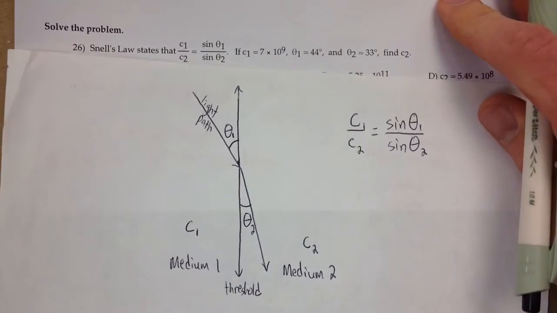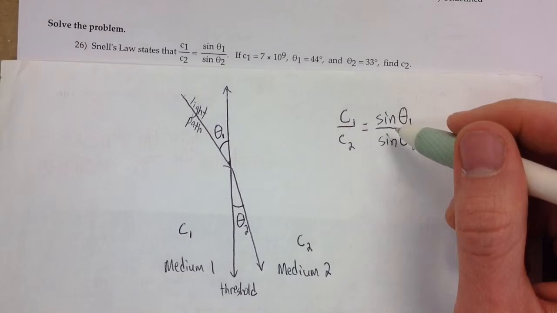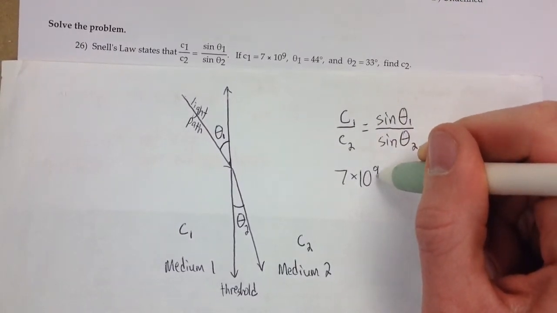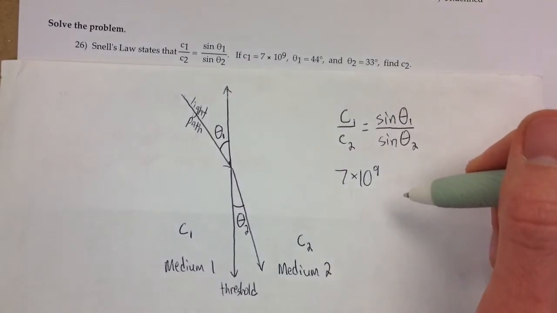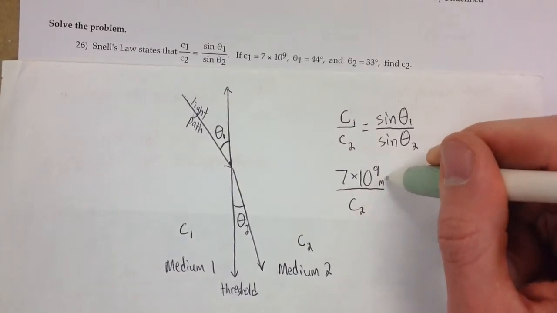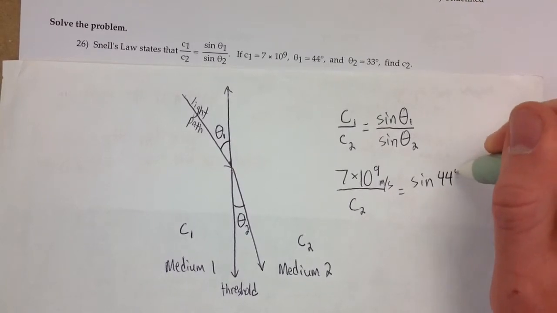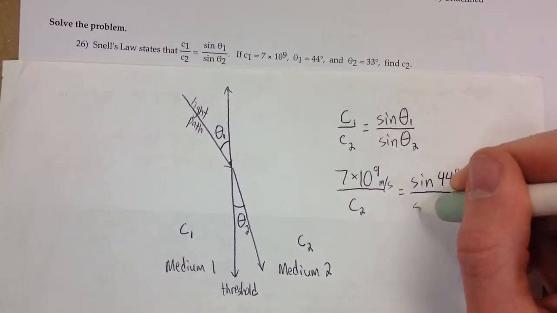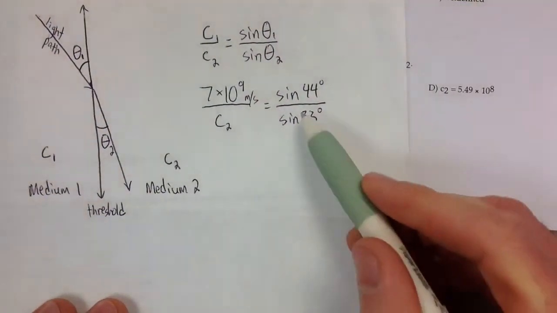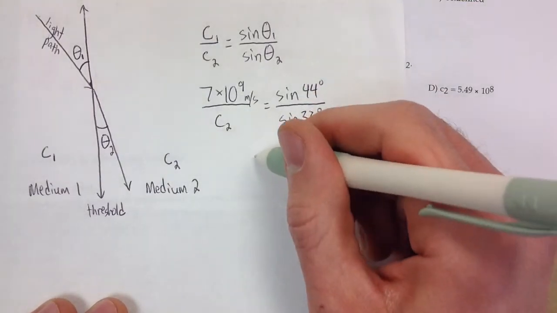So for the first one, we're trying to figure out the speed of light in the second medium. Well, you need to know the speed of light in the first medium. It's 7 times 10 to the 9th. It's probably meters per second, but they don't tell us what it is. And then the angle 1 is 44 degrees. And the angle 2 is 33 degrees. Is this the equivalent to the sine of 11 degrees? No. No. I've seen that done.